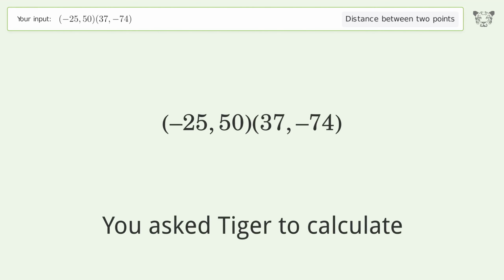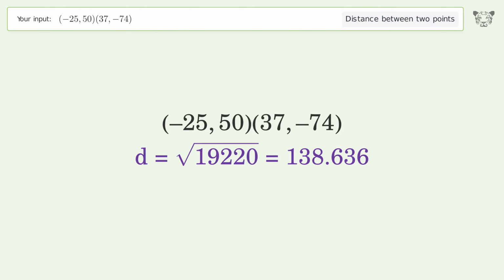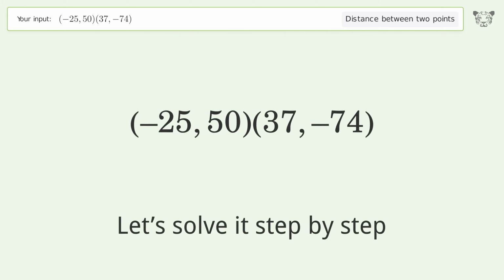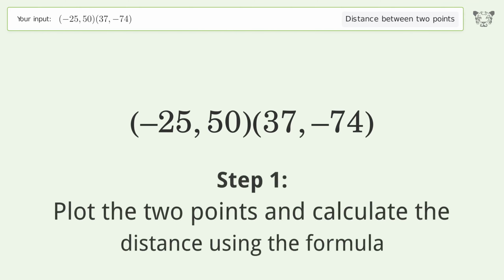You ask Tiger to calculate. This deals with the distance between 2 points. The distance between the 2 points is the square root of 19,220, or 138.636. Let's solve it step by step. Plot the 2 points and calculate the distance using the formula.